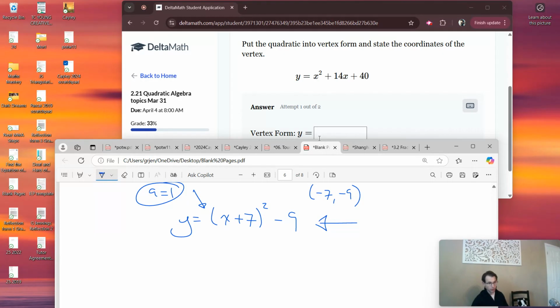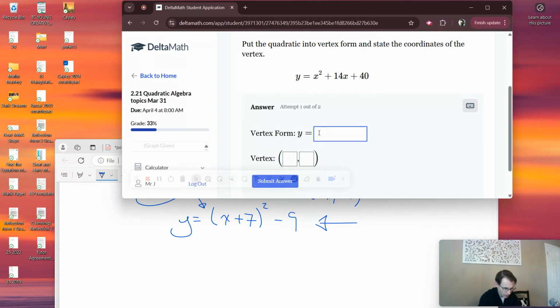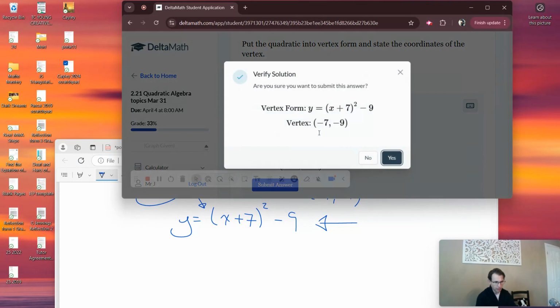Doesn't change. So we write that in there. (x + 7)² - 9. The vertex is at (-7, -9). Submit the answer.